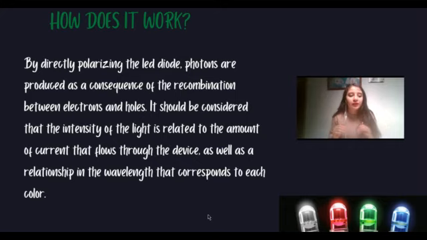It is important to remember that an LED has a voltage drop of 1.5 to 2.5 volts when polarized directly. The voltage drop varies depending on the LED color, composition, and other factors.